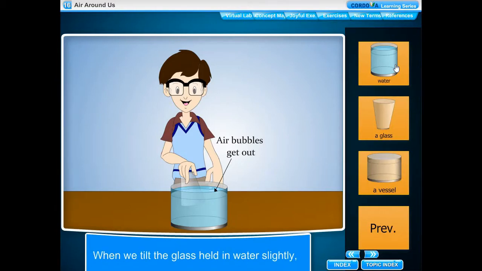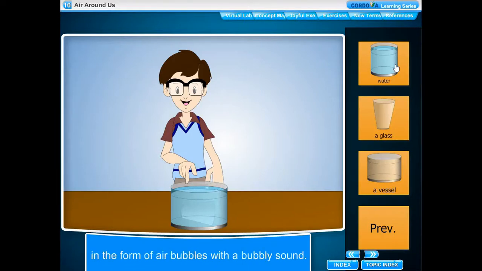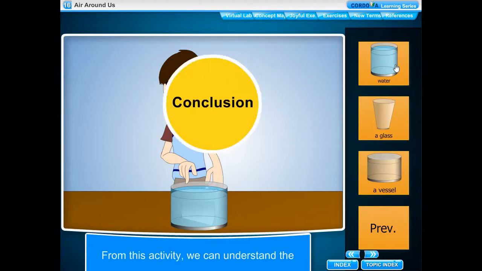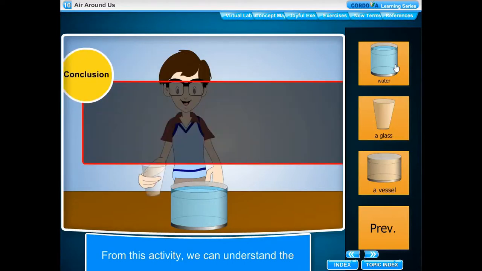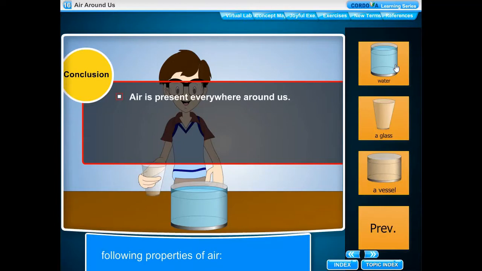When we tilt the glass held in water slightly, we find that the air in the glass comes out in the form of air bubbles with a bubbly sound, because the water filled up the empty space that the air had occupied. Conclusion: from this activity, we can understand the following properties of air.